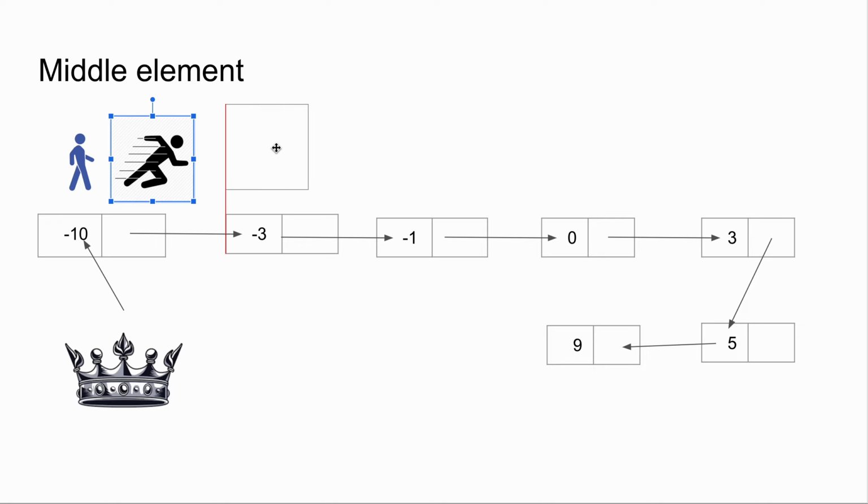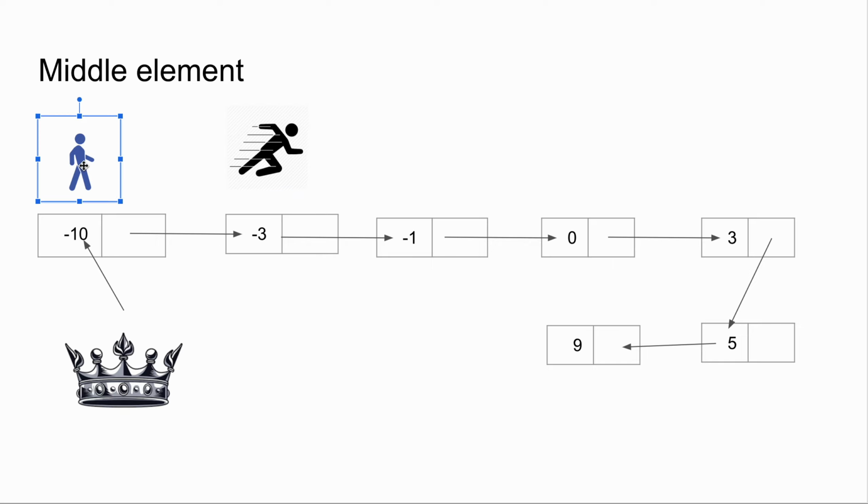So when this fast person completes the circle, where will be the first person? He will be exactly at the middle, right? Or say take a 100-meter race. One is running at 2 speed and the other one is running at 1 speed. Once he completes, where will this guy be? He will be exactly at the middle, right? That is at 50. So that is the key idea.